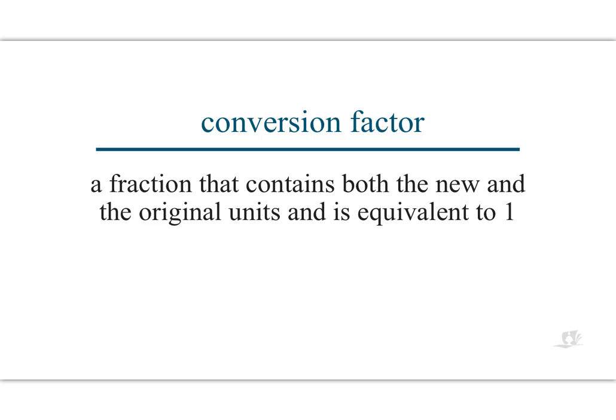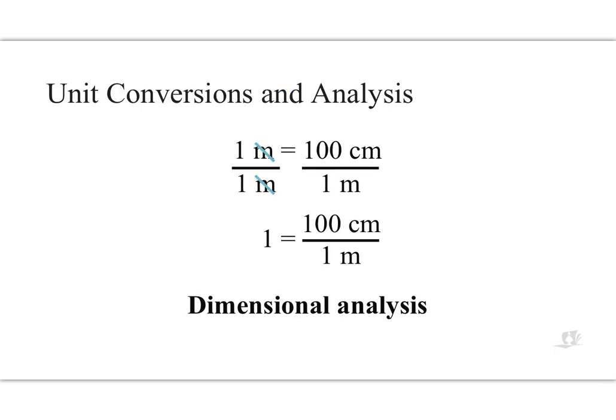That is why it is called the conversion factor. This is the fraction that contains the new and the original units, and it is equivalent to 1. So for example, if you have 1 meter, that equals 100 centimeters. When you put 100 centimeters over 1 meter, that just equals 1 because those are the same thing. If you divide anything by itself, you get 1. This is called dimensional analysis. This is how we convert from one unit of measure to another.